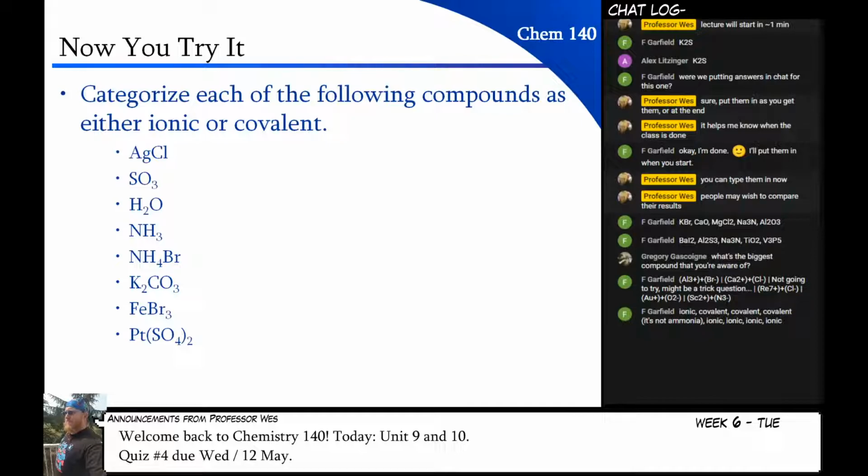All right, let's go through these. So I'm going to highlight all the metals here. So we've got potassium and silver and iron and platinum. So these must be ionic. All right, and now we just have to look at the rest of them. So we have to look for ammonium. Remember, ammonium is this.